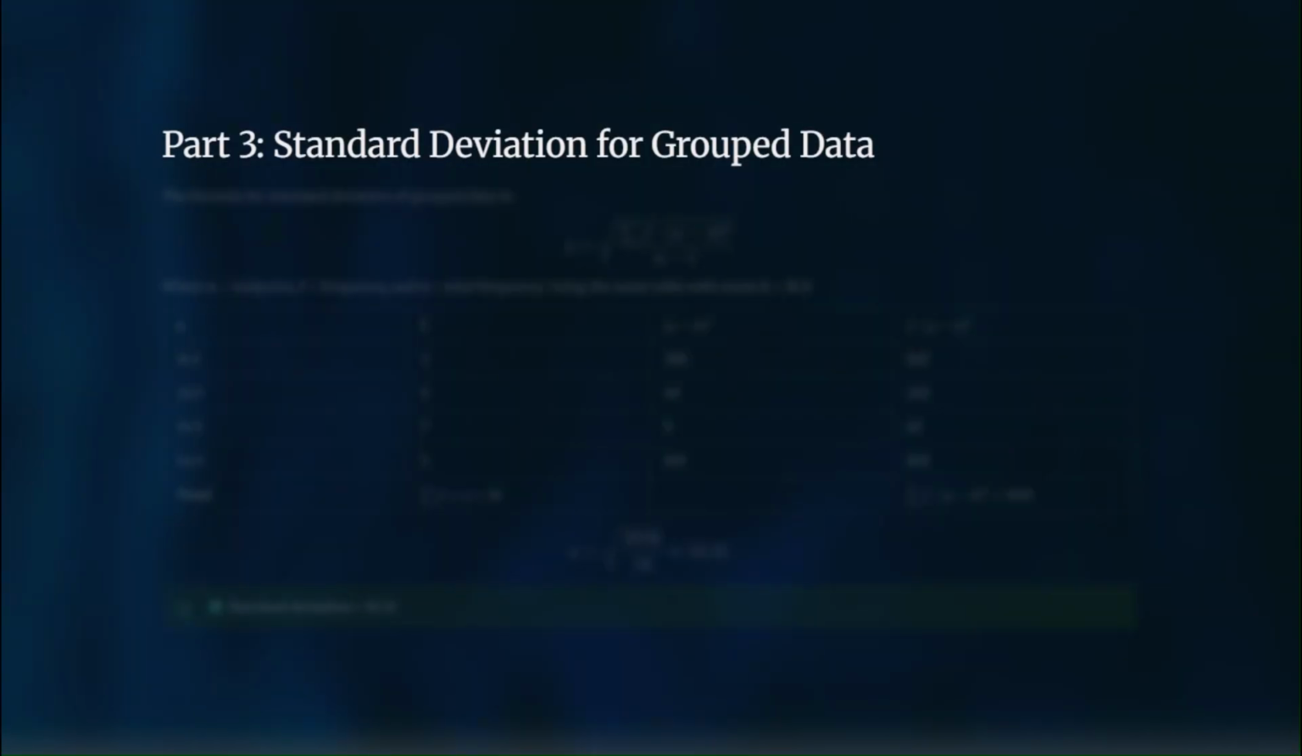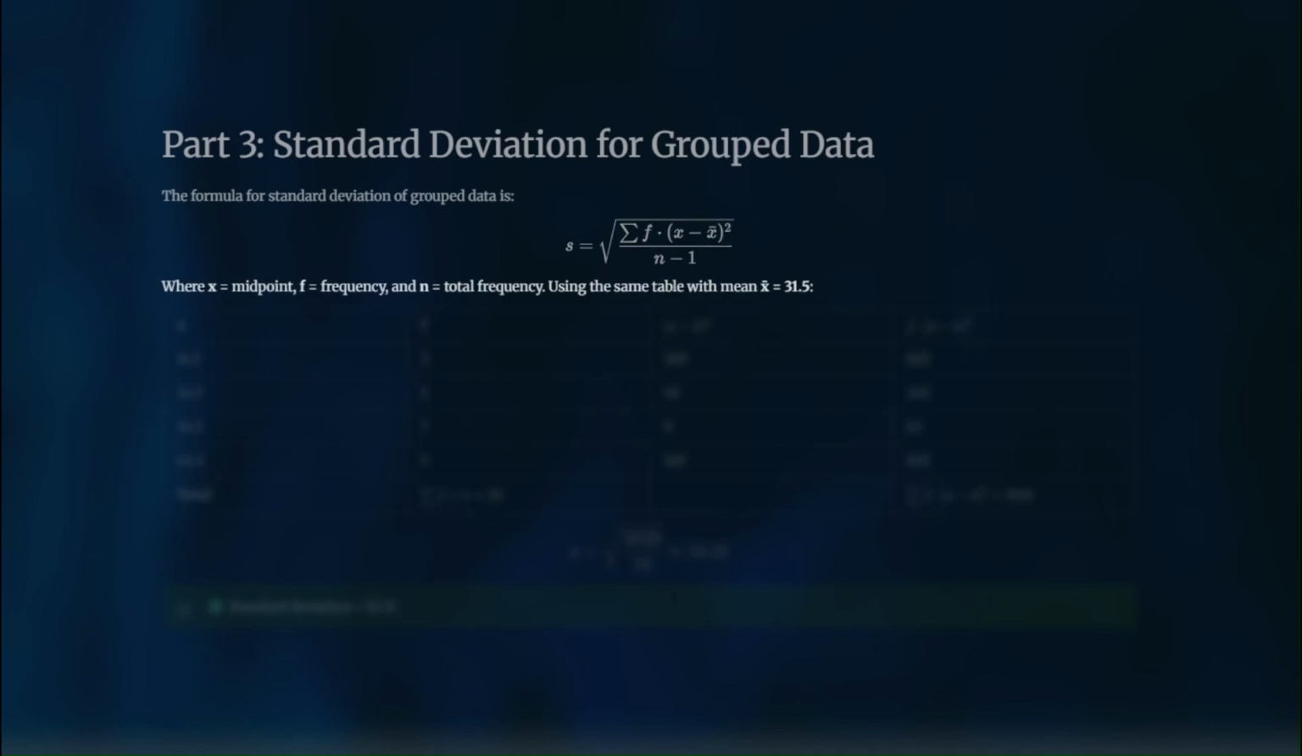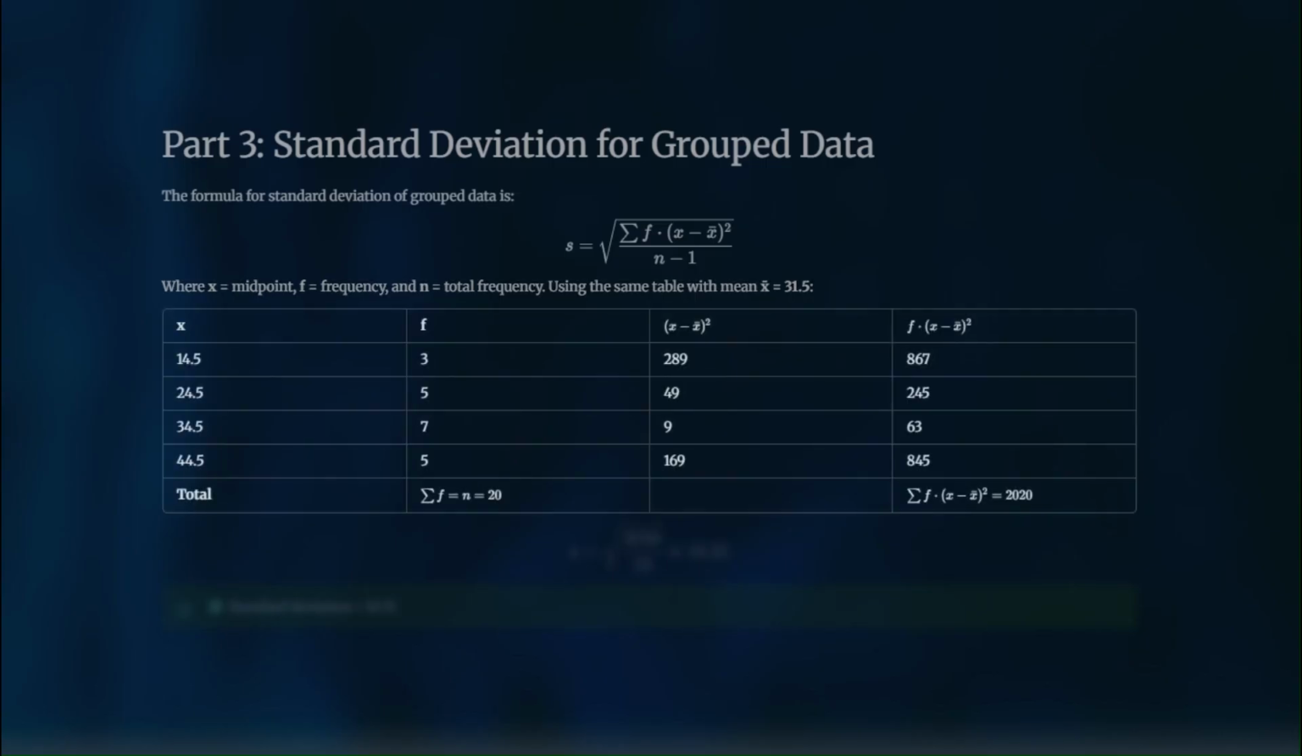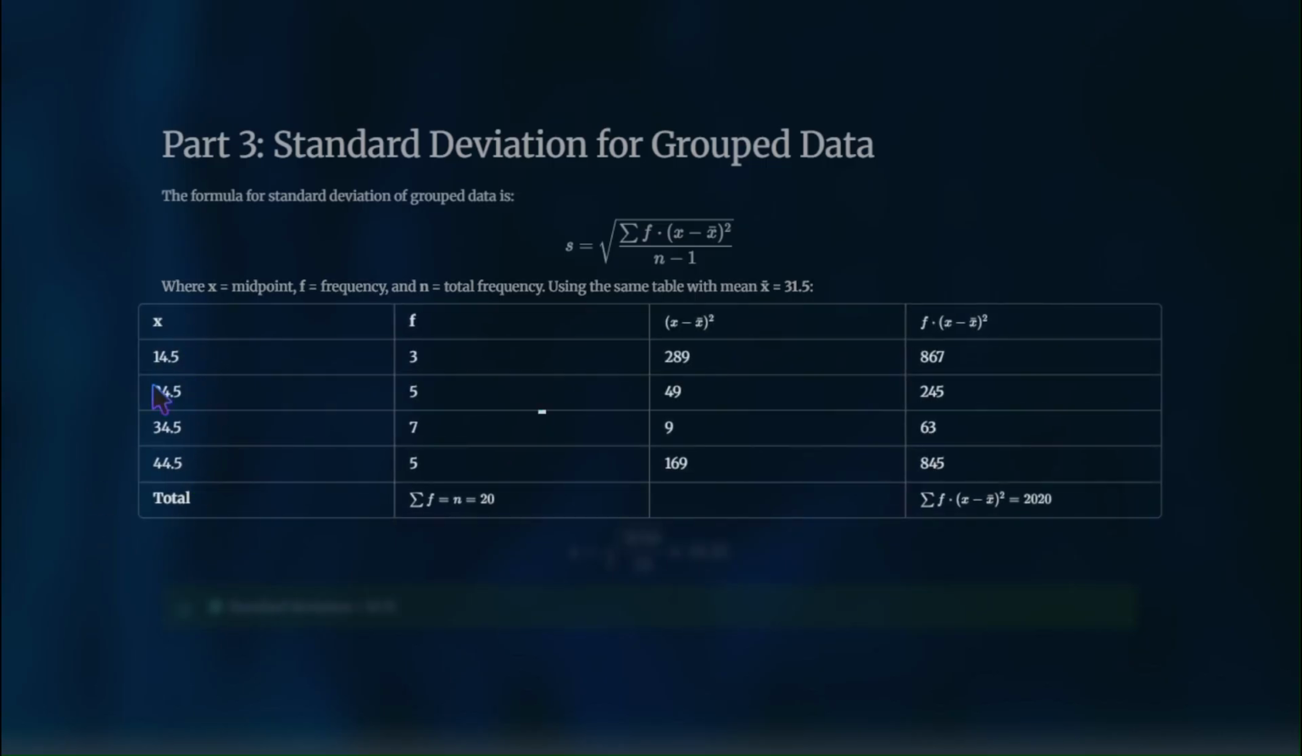We can also calculate the standard deviation for group data. The formula for standard deviation of group data is S is equal to the square root of the sum of the frequency times the deviation from the mean squared, so x minus x bar squared, divided by n minus 1, where n is the sum of all frequencies. X, in this case, we will use midpoints. So using the same table that we used in the previous example, and we found the mean to be x bar equals 31.5. So we're using our midpoints as our x values.